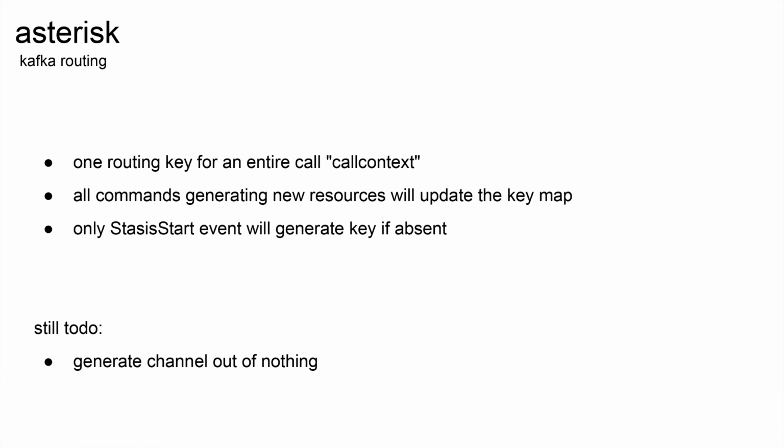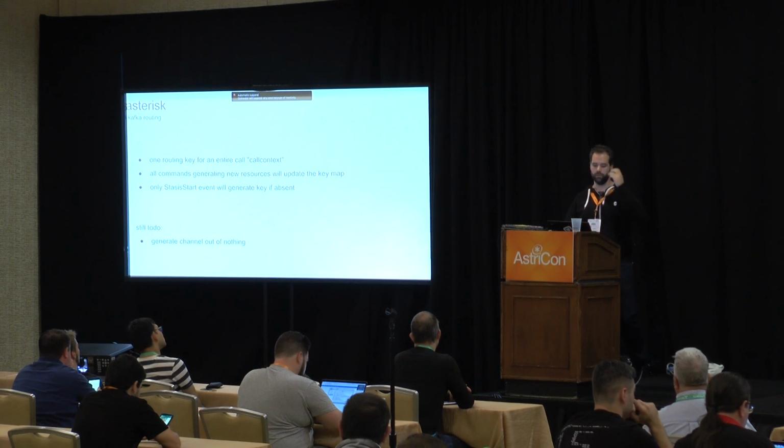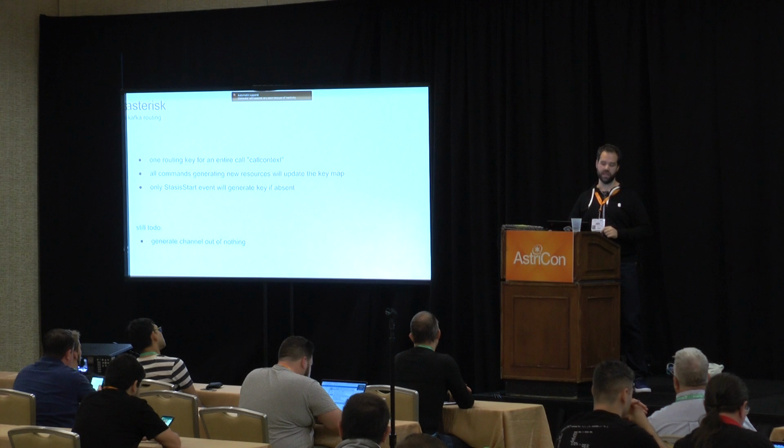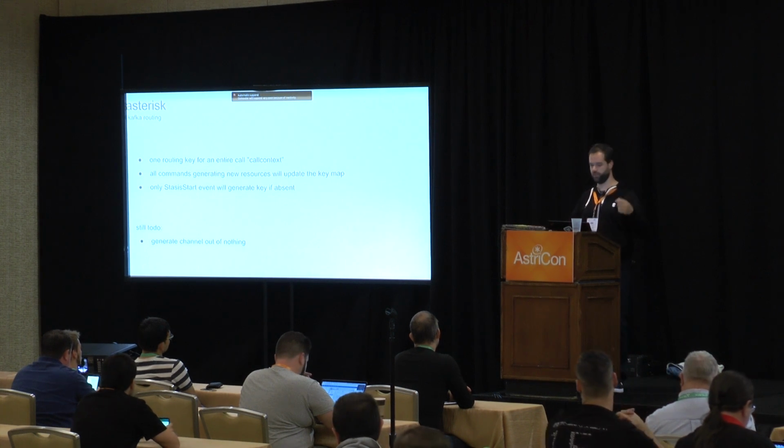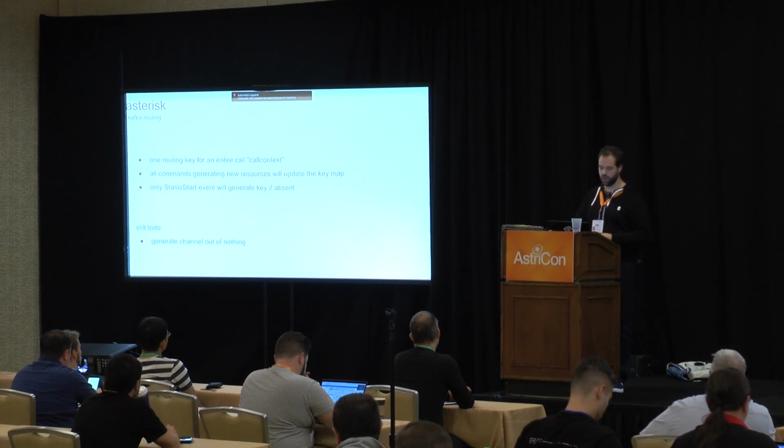We have one routing key for the entire call. We call it call context because it's not always a call. It might be a playback or a bridge or something else. So it's a call context. All commands generating a new resource in Asterisk, like a playback or a bridge or something like that, will update this key map. The only difference is on the Stasis start. This is the only message that will generate a routing key in Kafka. So this is the first message we get, and this is the first key we need to have.